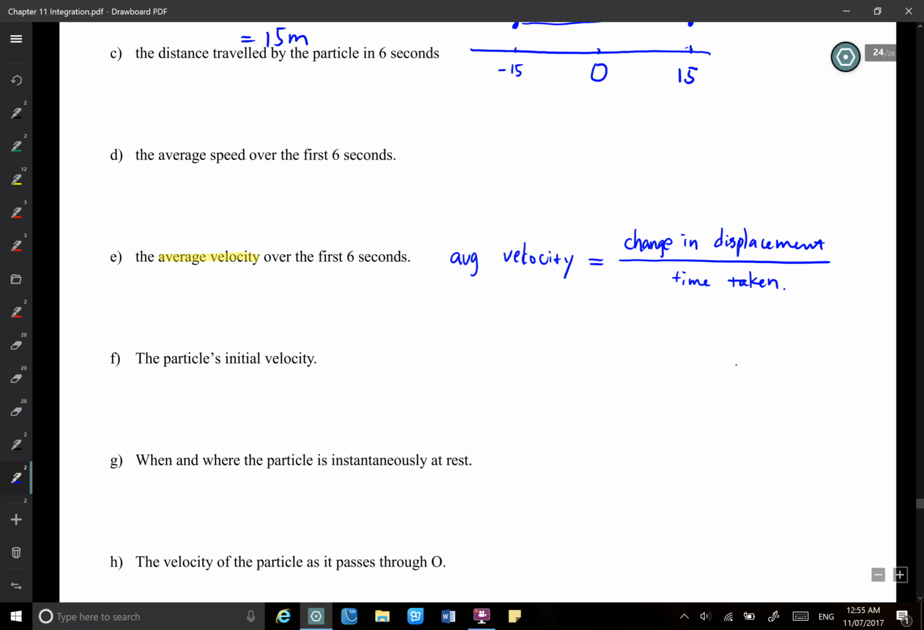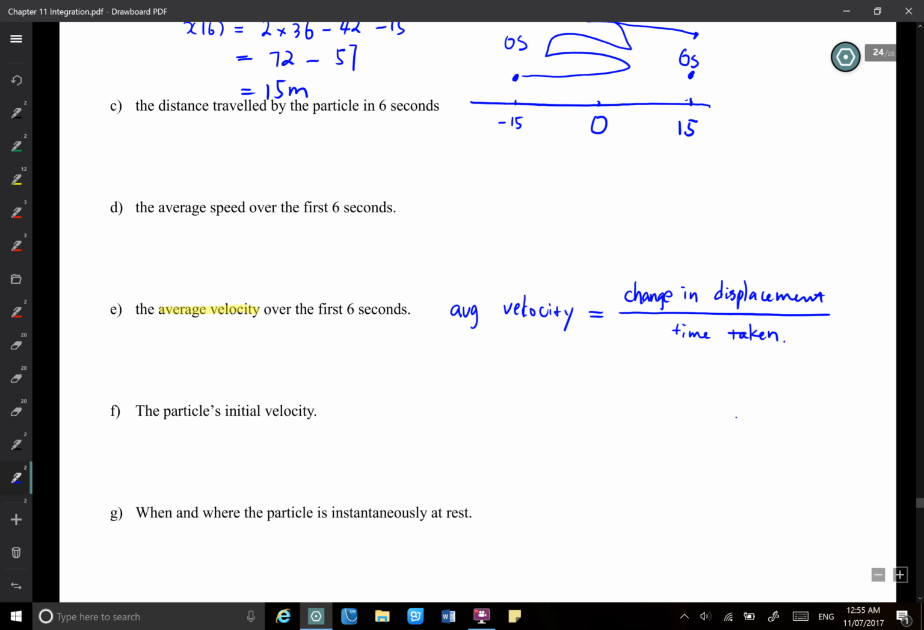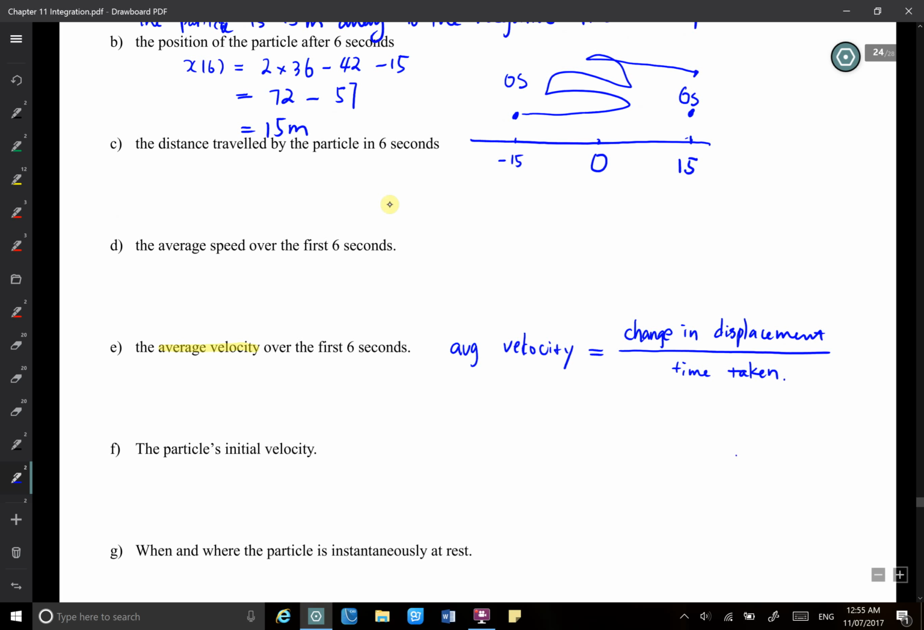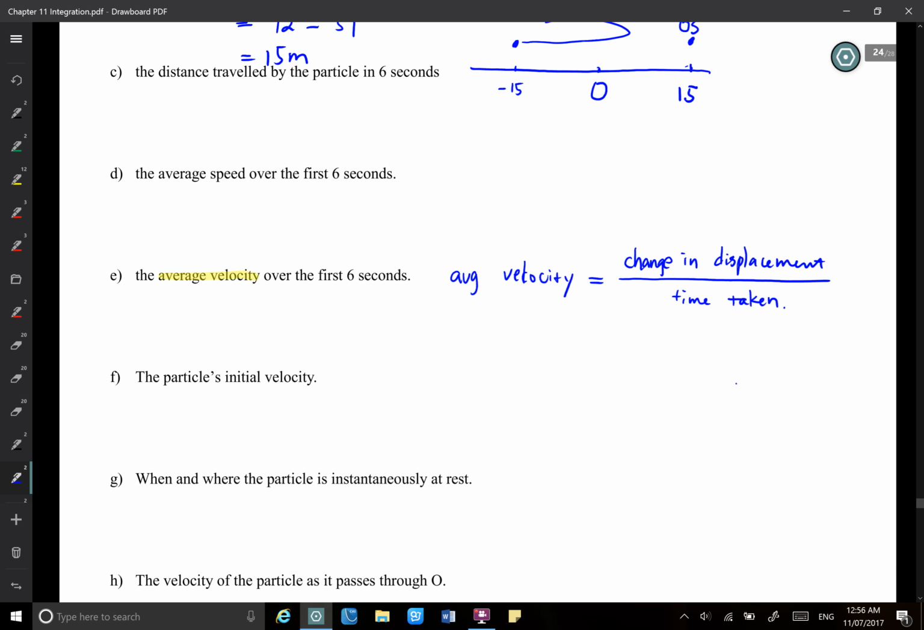Okay, it asks you over the first 6 seconds. Initially the particle is at negative 15. And I don't know how it travels, but in the end, it reached the point 15 meters away to the right. So from 0 to 6, the displacement is a positive 30 because the particle has moved to the right for 30 units. So it takes 6 seconds in total.